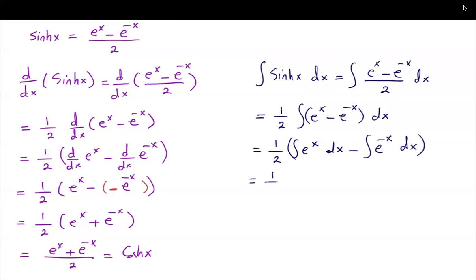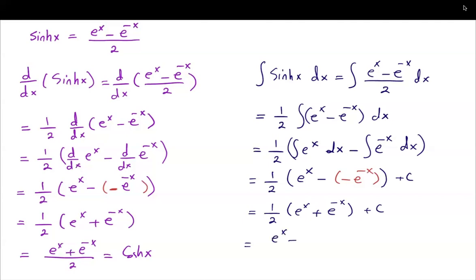This can be written as a half. The integral of e to the x is e to the x, and then minus the integral of e to the power minus x, using u-substitution, gives you negative e to the power minus x. Then close up the parenthesis, and you get a half e to the x plus e to the power minus x. Let's have the constant of integration as well. And this is nothing but e to the x plus e to the power minus x divided by 2 plus constant of integration, or hyperbolic cosine of x plus c.